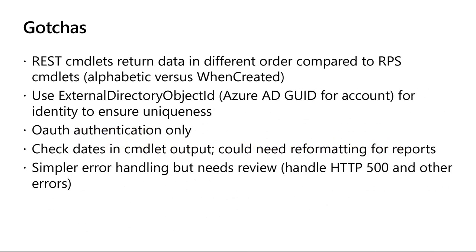Firstly, the REST commandlets return data in different orders compared to remote PowerShell. Remote PowerShell typically gives you data in the order it was created, okay? These commandlets give you an alphabetic sort. Now, not terribly problematic, but you might see an issue in the script. This is my recommendation: external directory object ID gives you the GUID for a mailbox. It gives you the GUID to the account that owns the mailbox. So this is the one that you're going to be using all the time.